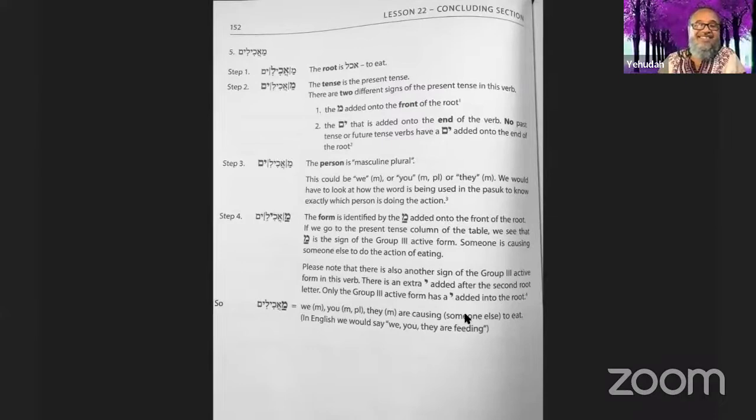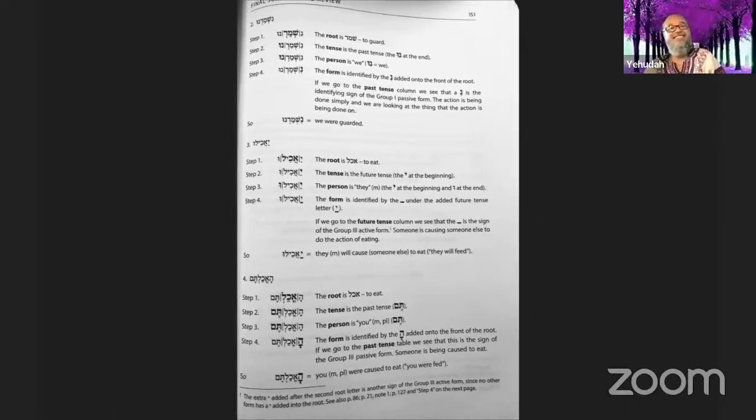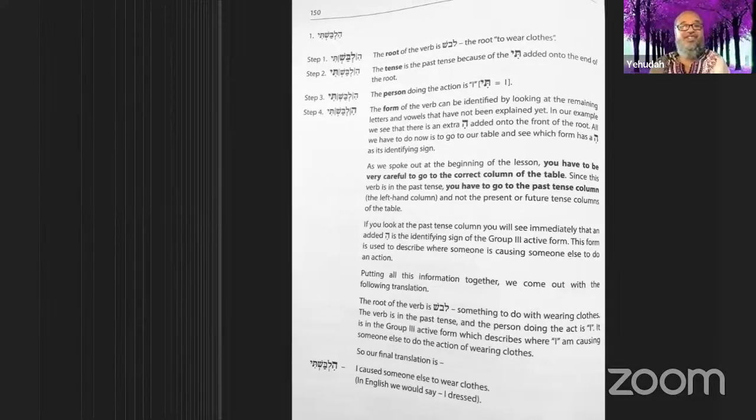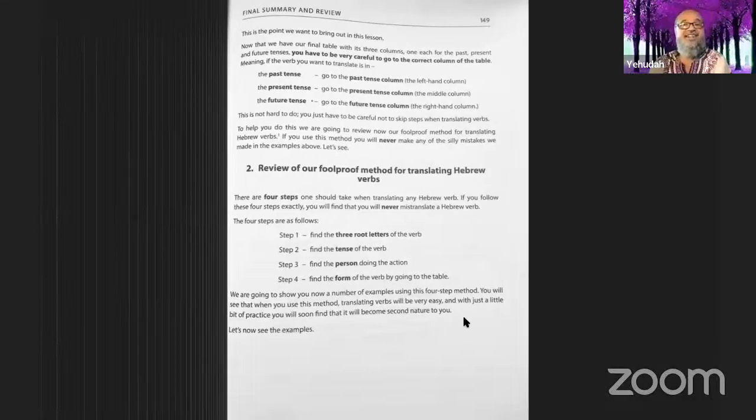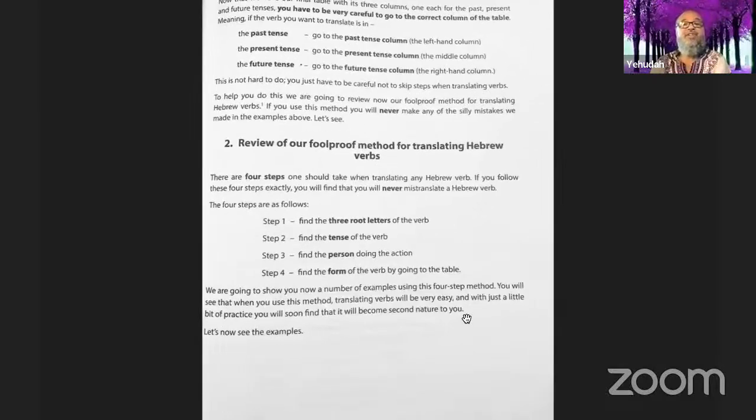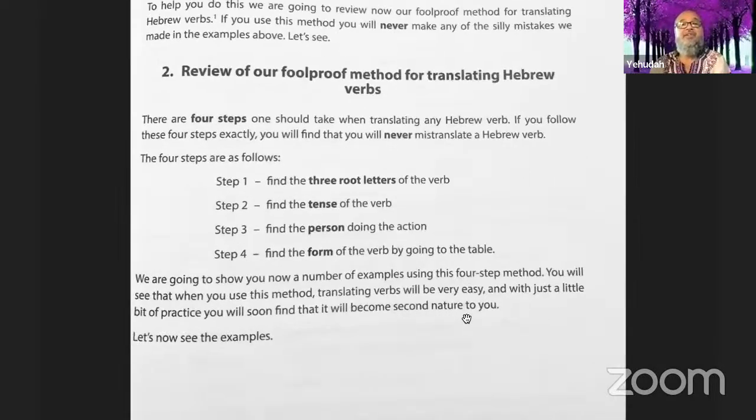All right. So we learned that. And that's pretty much it for your lesson tonight. Okay. That's pretty much it for your lesson. So I'm going to send this over to you. I want you to really focus on the full proof for the method of translating your verbs.